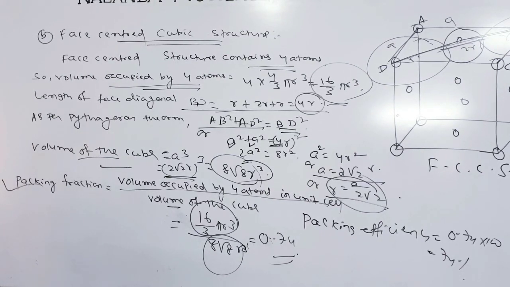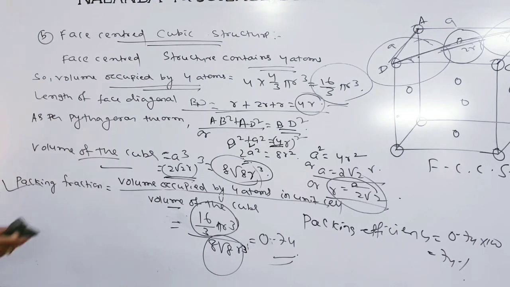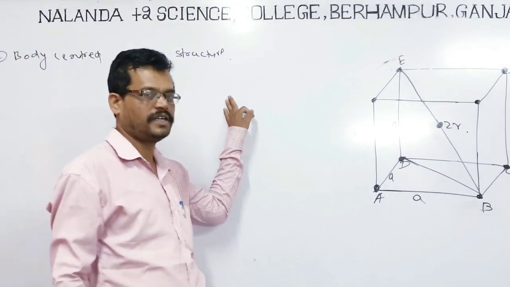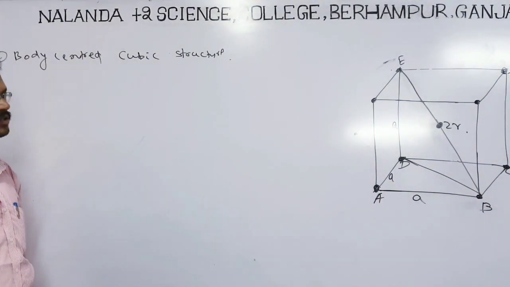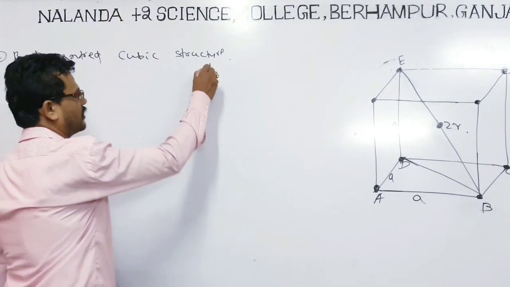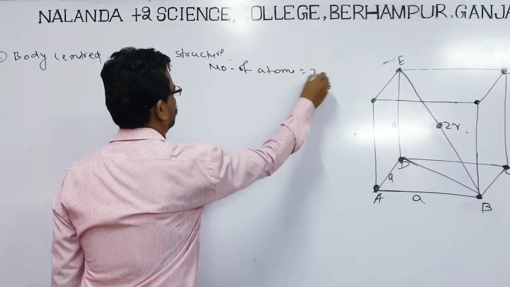Now the third structure we have to come to is the body-centered cubic structure. We have to find its packing efficiency. So let us look here. In the case of body-centered cubic structures, we see the number of atoms is 2.